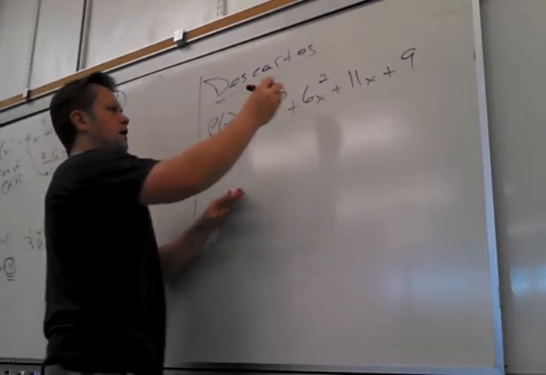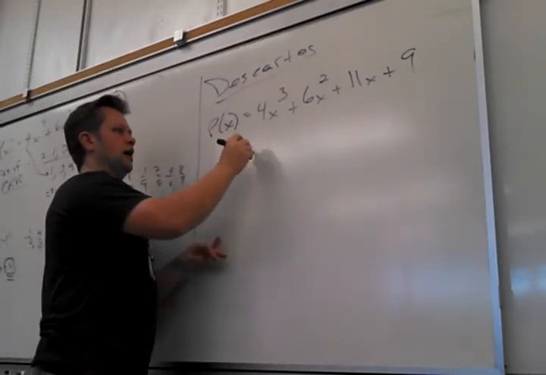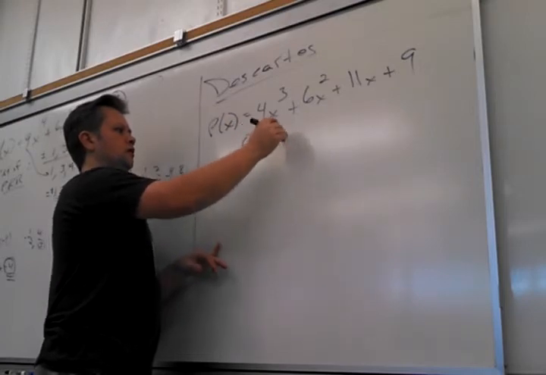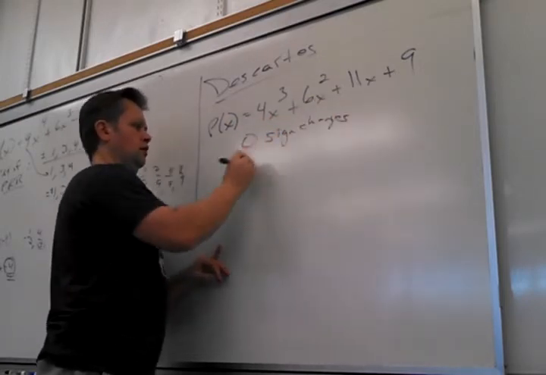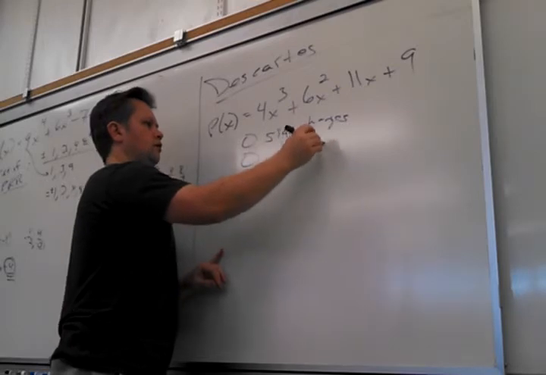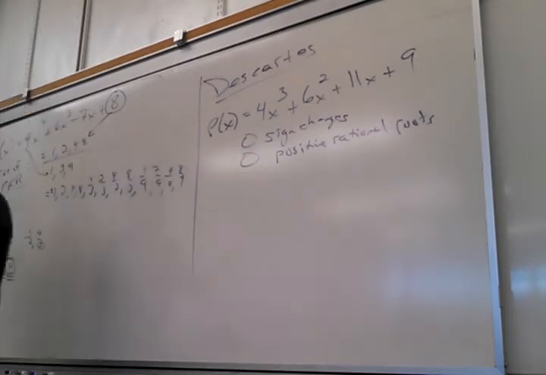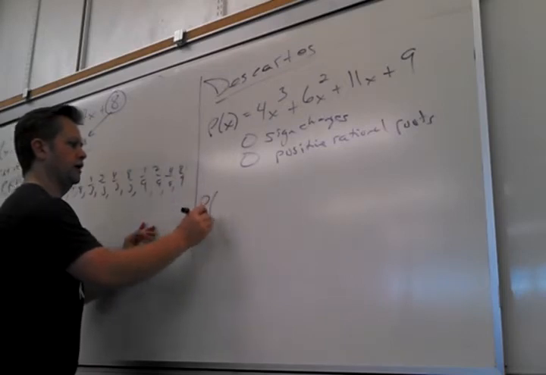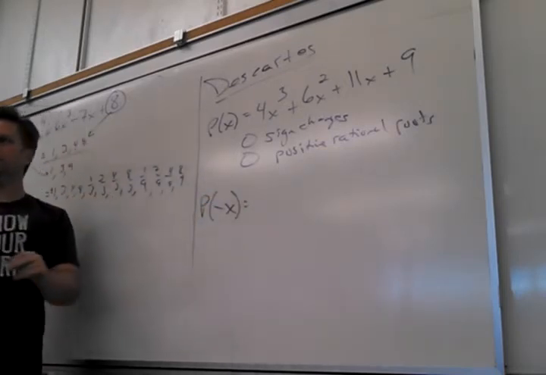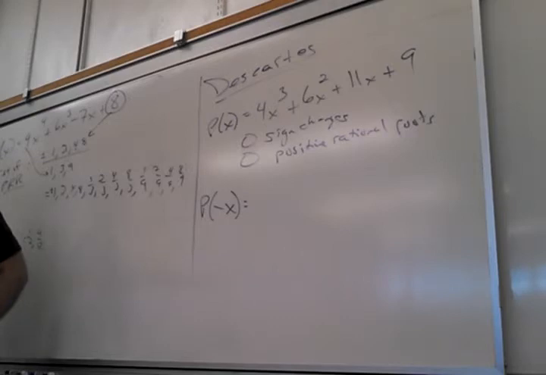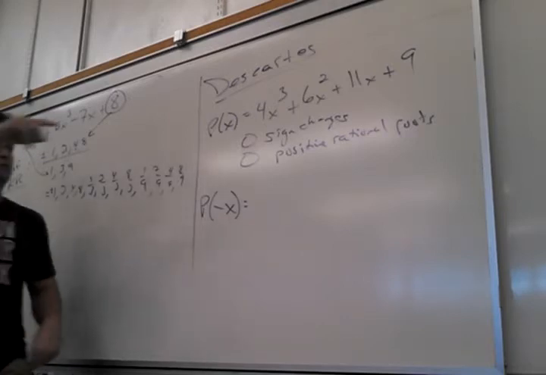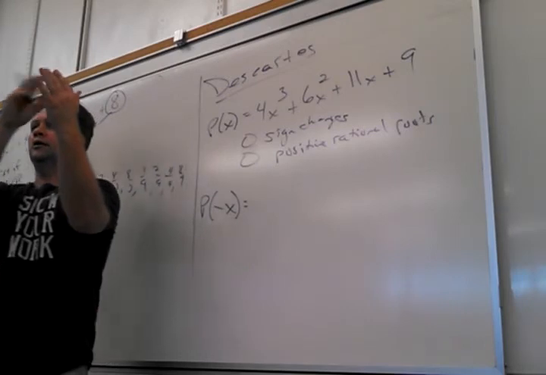So there are no sign changes, so there are no positive rational roots. What about negative roots? How do I check for the negative roots? What I do is I look at what the function would look like if I plugged a negative x in. So what would it look like if I plug a negative x in? Does somebody see a shortcut for this? What terms will actually change sign? The odd degree terms. Because what's negative x squared?